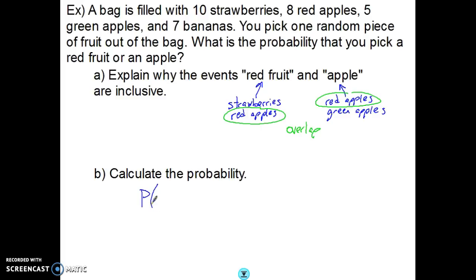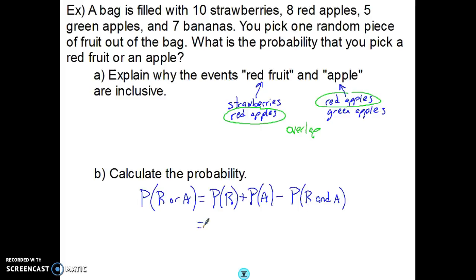So the probability that we get a red fruit or an apple is going to be the probability that we get a red fruit plus the probability that we get an apple minus the probability that we get something that is both a red fruit and an apple. Because again, we have to take away the overlap that is counted twice because it's in both of these.